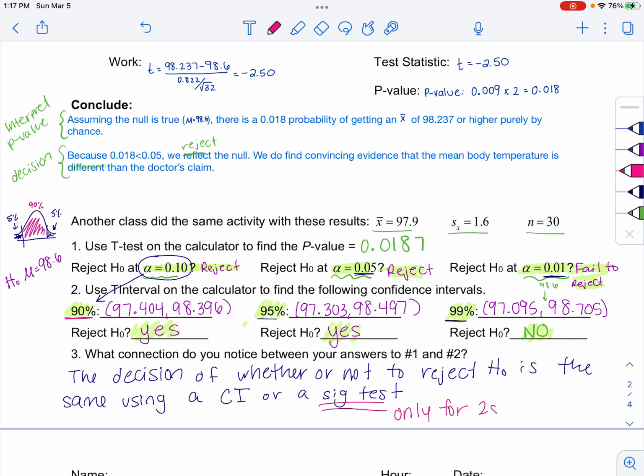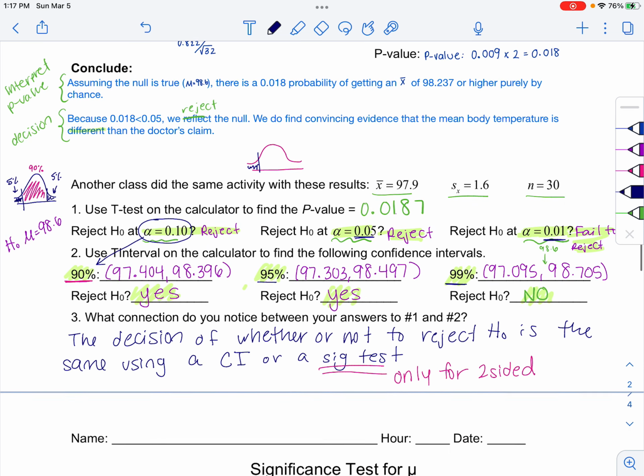because if you have just a one-sided test, right, here's my curve. If I have just a one-sided test, then I don't have a middle. I have from here over, right? And the confidence intervals, those are the middle 90%, middle 95%. So it has to be two-tailed in order for them to be linked together. Otherwise, it doesn't make up the whole curve.